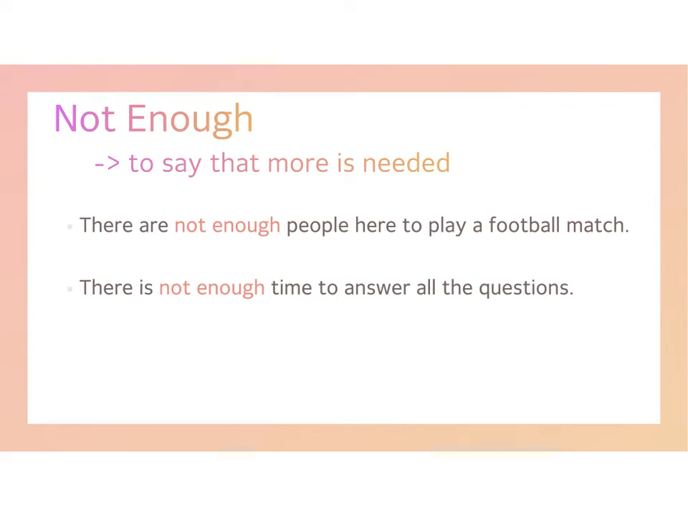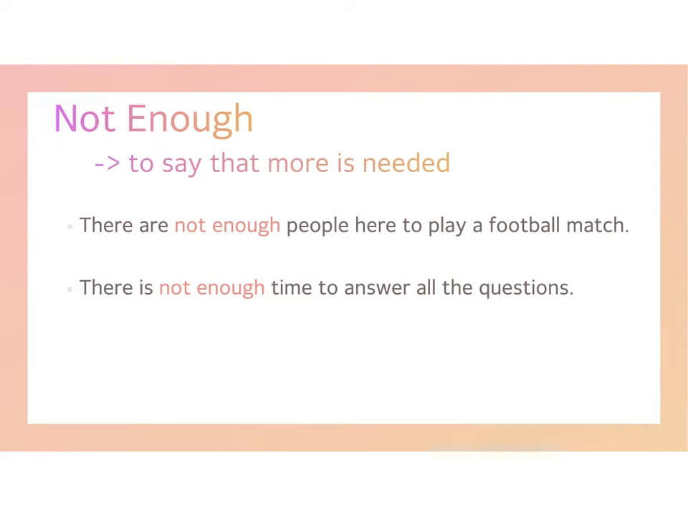Let's talk about enough and not enough. When we want to talk about the perfect amount, we will say enough. But if we want to talk about something that we need more, we will use not enough. Not enough is the opposite of too much or too many, so we use this phrase to say that more is needed. And the word enough or not enough can be used to describe countable and uncountable nouns.